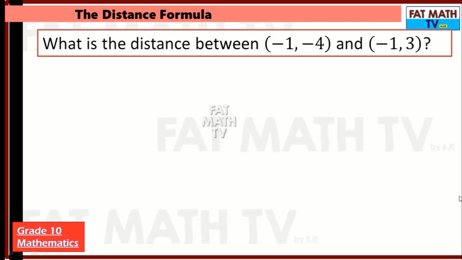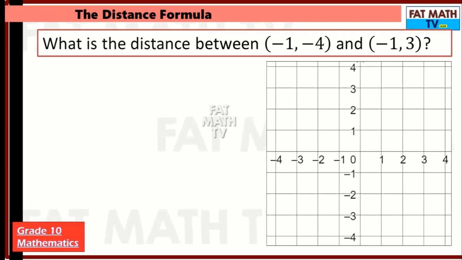Let's have another example. What is the distance between (-1, -4) and (-1, 3)? So in the Cartesian plane, (-1, -4) is here in the third quadrant, and (-1, 3) is in the second quadrant. As you can see here, we have again two similar x values or x coordinates, -1. Therefore, the 2 points are aligned vertically.